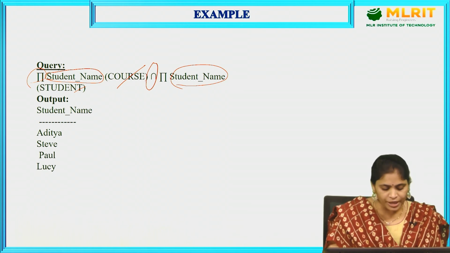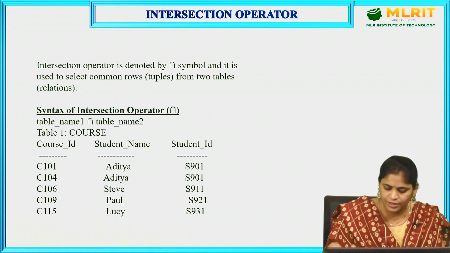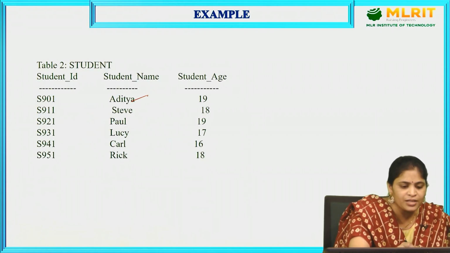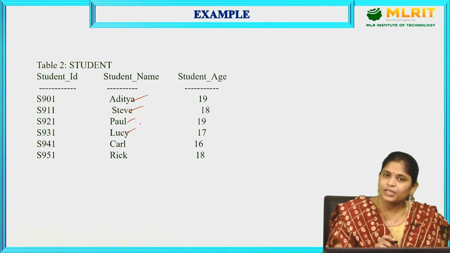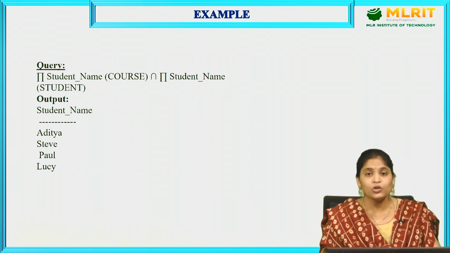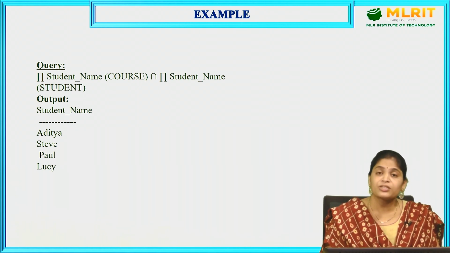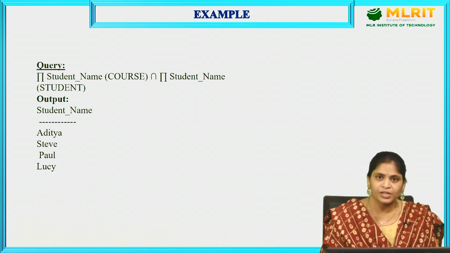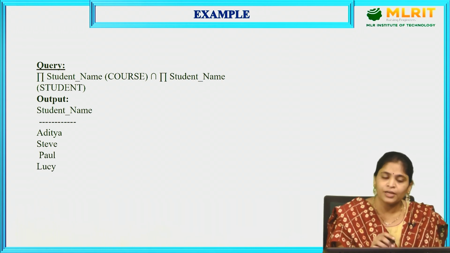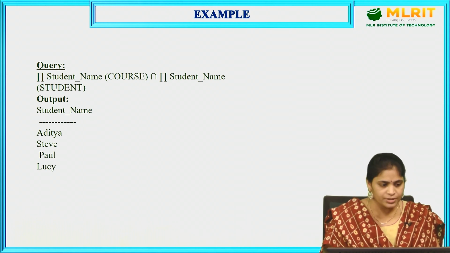So what are the common names here? In this table, Aditya, Steve, Paul, Lucy. Only these 4 names will be printed. So intersection is a derived operator in relational algebra. Along with this, we have some more derived operators, the division operator and joins. These concepts will be discussed later.